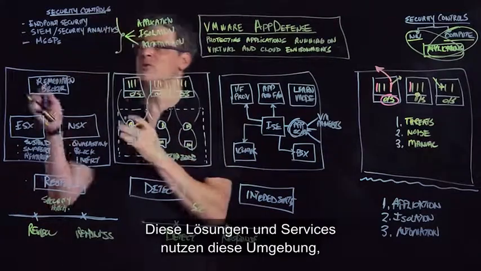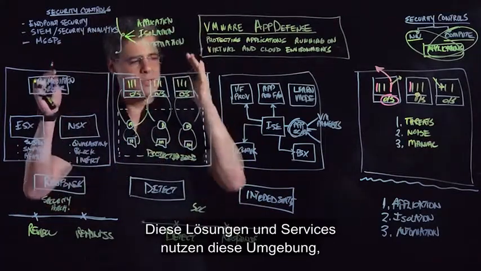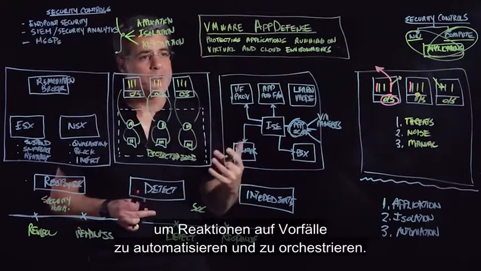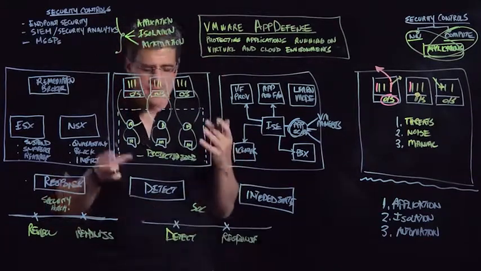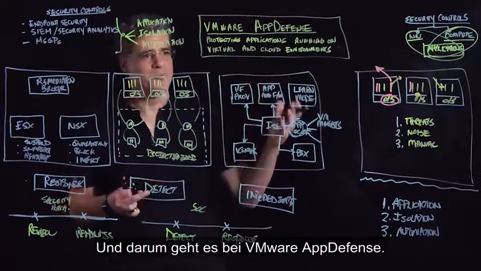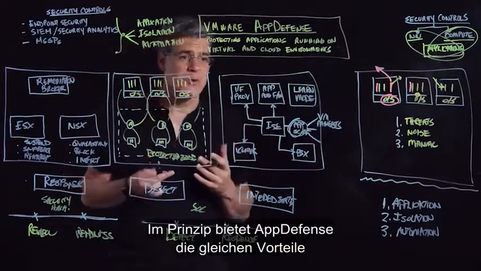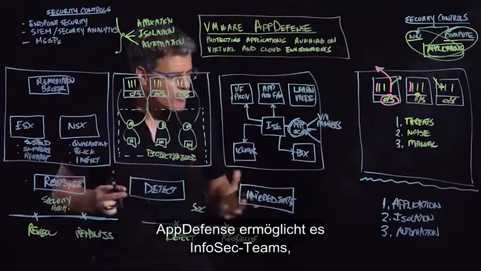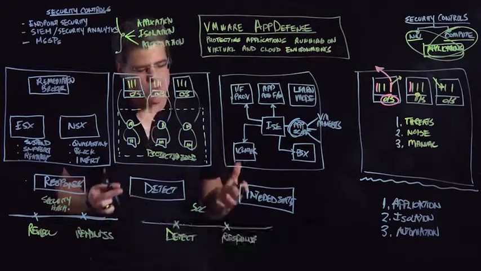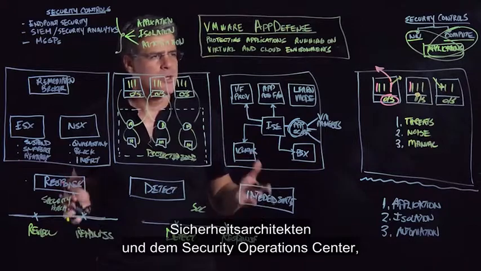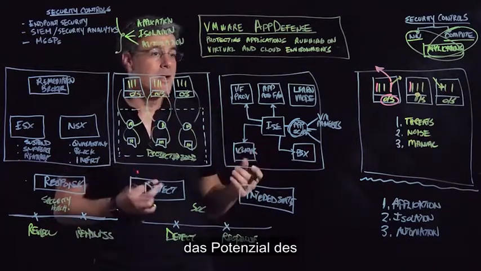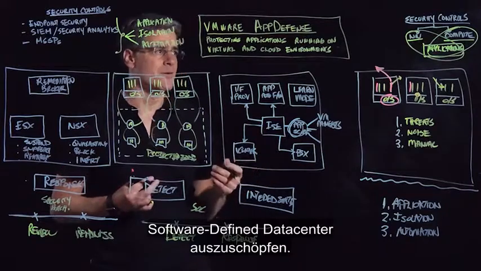Now, these solutions and services are able to leverage this environment to create automated and orchestrated incident response. This is what VMware AppDefense is. In essence, it's for compute what microsegmentation was for network. And it's going to help the InfoSec team, the security architects, and the Security Operations Center really start to benefit from the power of having a software-defined data center.